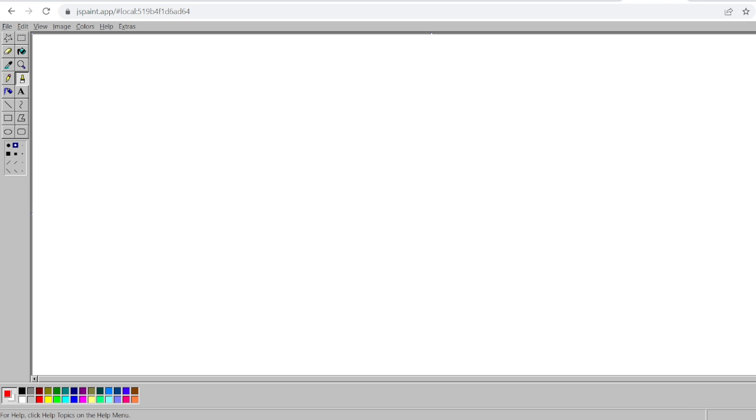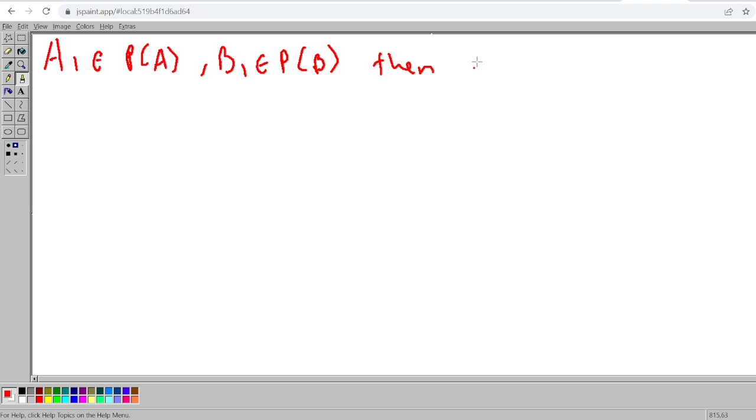what we're trying to prove, which is basically: A1 is in the power set of A, and B1 is in the power set of B. Then A1 crossed with B1 is in the power set of A crossed with B.